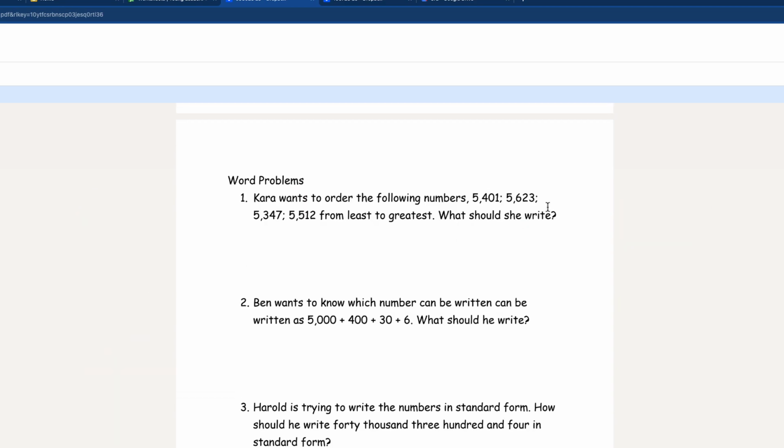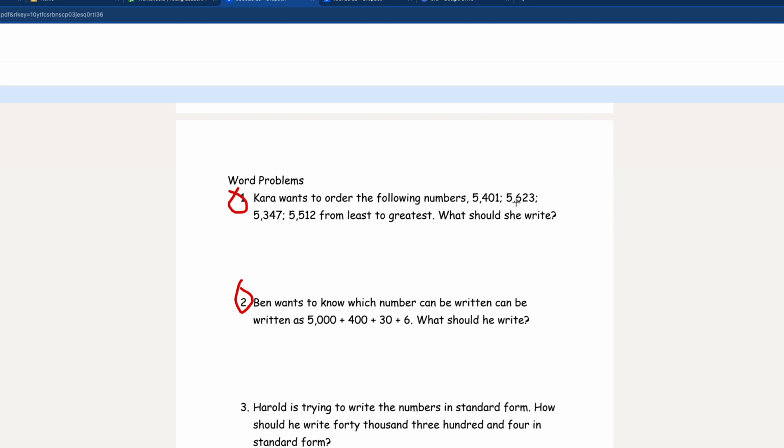All right, moving on to word problems. This time we're going to just do 1 and 2. Okay, so word problems. Kara wants to order the following numbers: 5,401, 5,623, 5,347, 5,512 from least to greatest. What should she write? From left to right, it's going to be least to greatest, the smallest number to the greatest number.